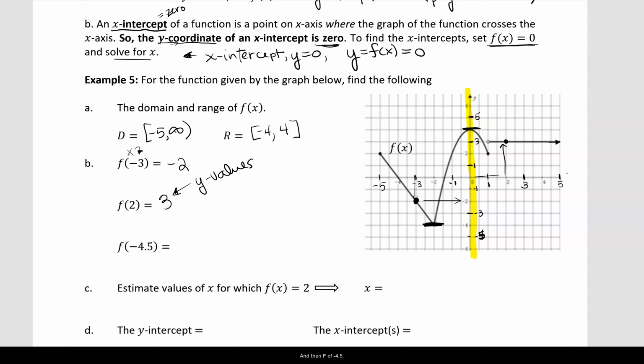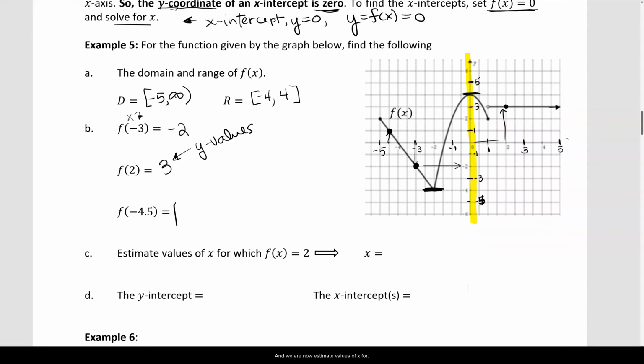And then f of -4.5. -4.5 is right here as we move along the x-axis. Trace up, it intersects the function at that grid mark, and that is the grid mark of 1. So when x is equal to -4.5, y is equal to 1.